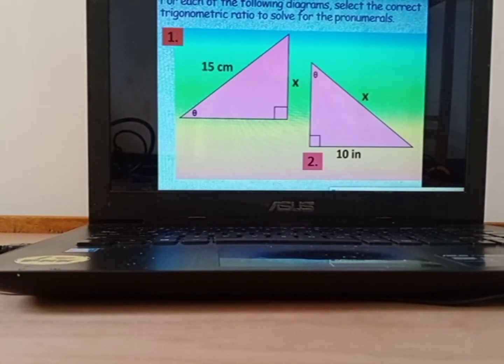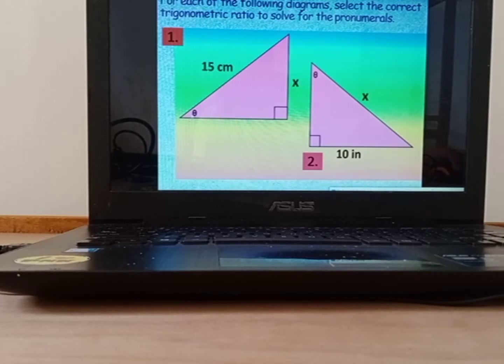So let's have this one. For each of the following diagrams, select the correct trigonometric ratio to solve for the numerals. So for number one, we have our first triangle, class, here it is. We will have to determine what trigonometric ratio we will use. In order to find the appropriate trigonometric ratio, we first have to identify what is given.